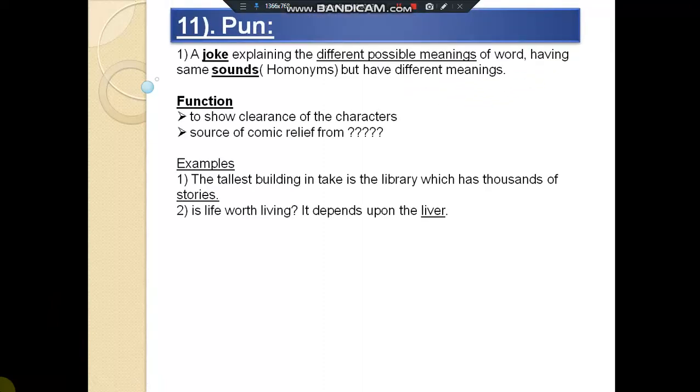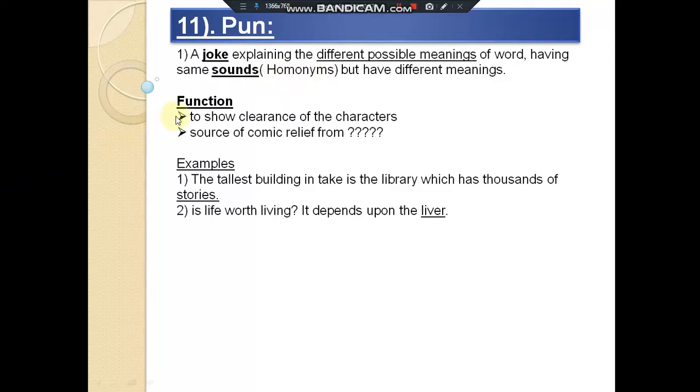The next figure of speech is pun. What is a pun? A pun is basically a joke, meaning it leaves a humorous effect. It is a funny statement that explains the different possible meanings of a word, having the same sounds but different meanings, homonyms. A pun is a statement with a word that has the same sound but completely different meanings.